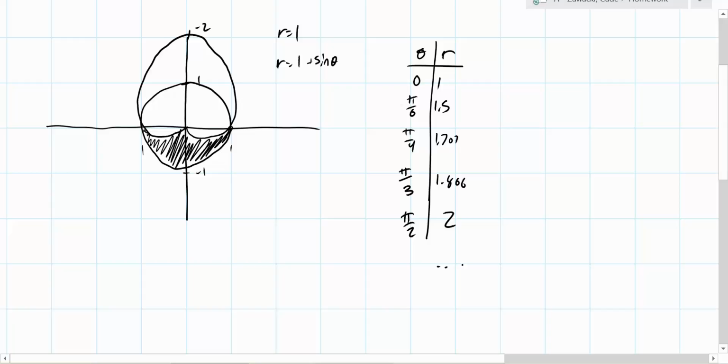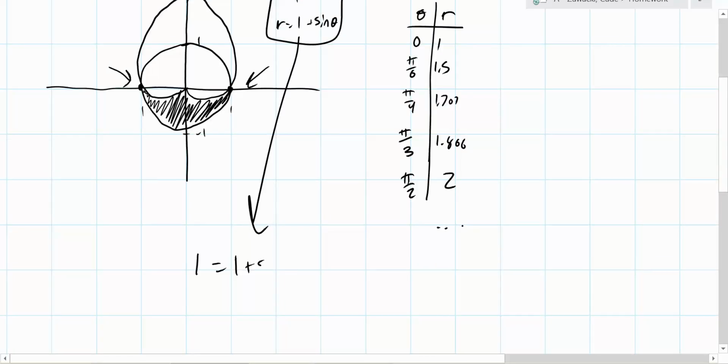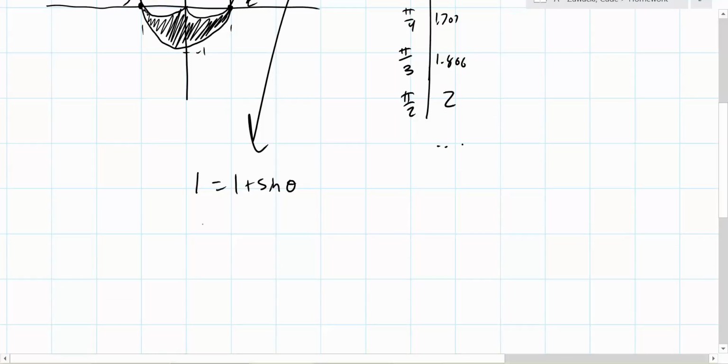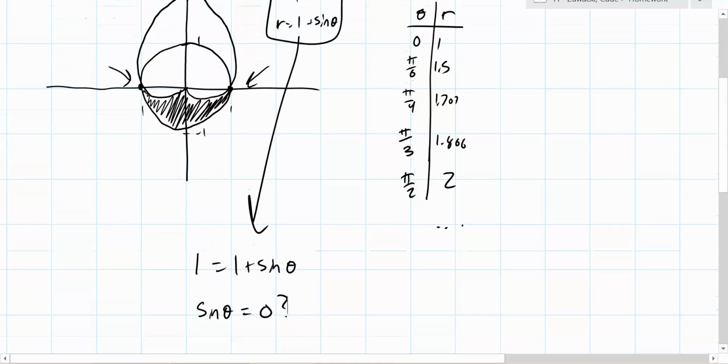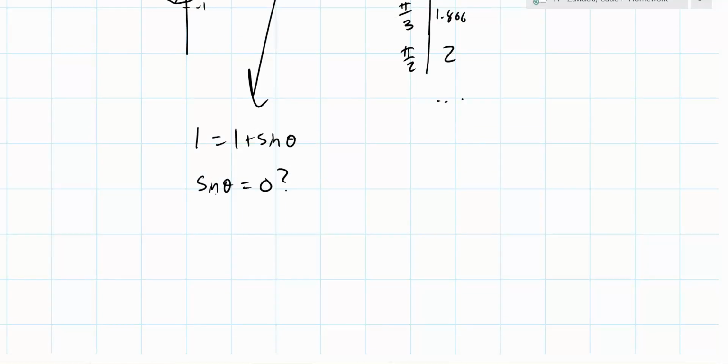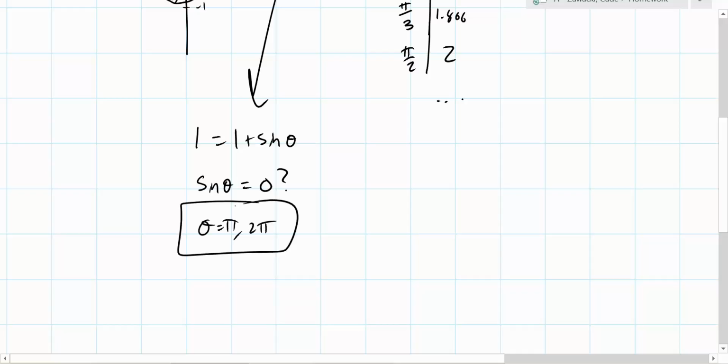And it's going to be really important that we find these intersection points where the two shapes intersect. And to do that, we can set these two equations equal to each other, or 1 equals 1 plus sine theta. In other words, when is sine theta equal to 0? Now looking at the picture, we want a value that's going to be around here, or pi, and a value around here, 2 pi. And both these fit this formula right here, because when theta is equal to pi, or 2 pi, sine theta will equal 0. So those will be our limits.